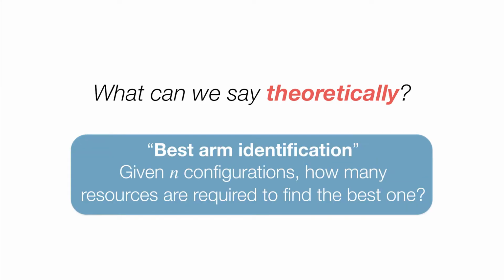And for those of you who don't know what that is, that's fine. Basically, we're studying problems of the following flavor. Multi-arm bandits is a common subset of problems in machine learning. But the best arm identification problem is this idea: an arm here is a different hyperparameter configuration or model that we're looking at. Given n such configurations, the question is how many resources are required to find the best of these n configurations.